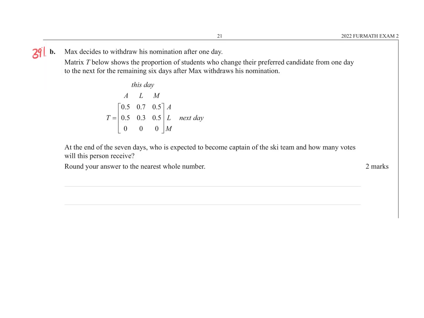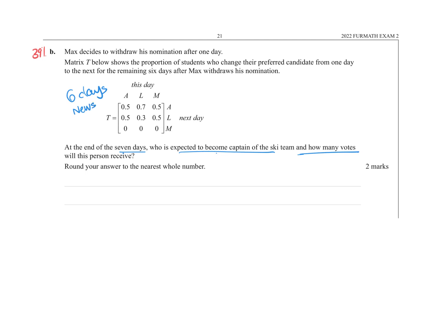Max decides to withdraw his nomination after 1 day. The table below shows the proportion of students who change their preference from 1 day to the next for the remaining 6 days. At the end of the 7 days, who is expected to become captain and how many votes? So you've got to give 2 answers here. It's 7 days in total, but it's 6 days on this new transition, so we have to do 6 days on the new transition.